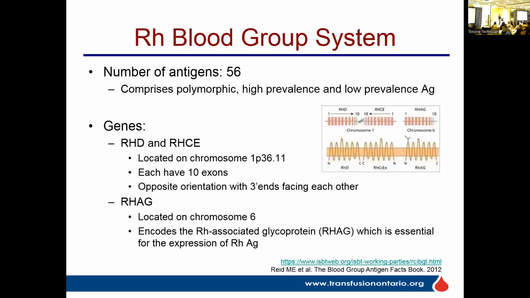So first, let's go back to the Rh blood group system. The Rh blood group system comprises 56 antigens as of June 2021, when the ISBT published their latest list. These antigens are encoded by 2 genes, the RHD and RHCE genes. They are both located on chromosome 1, and they each have 10 exons. They are in opposite direction with 3' ends facing each other. There's also a 3rd gene that is called the RHAG gene. It is located on chromosome 6, and it encodes for the Rh-associated glycoprotein, RhAG, which is essential for the expression of the Rh antigens, sorry.